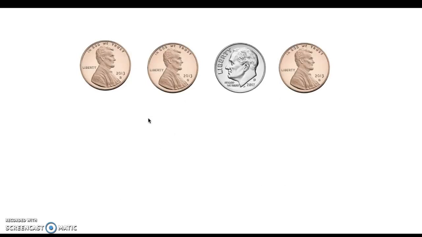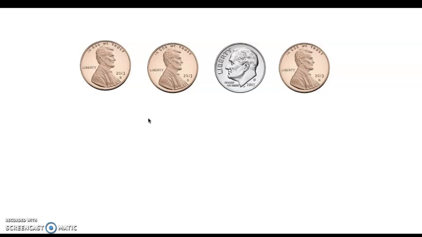So what if you see pennies and dimes together? I need to count this up. If this was the money I had in my wallet, how much money do I have? To begin counting pennies and dimes together, I have to put them in order from greatest to the least.